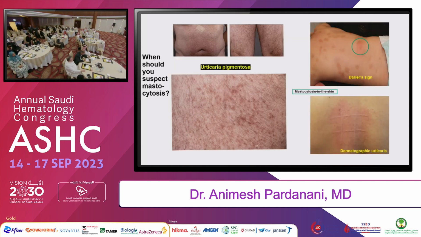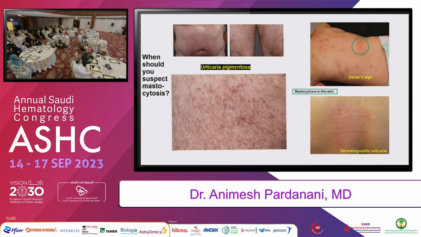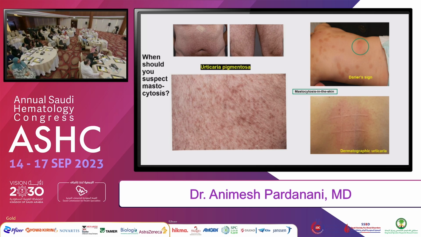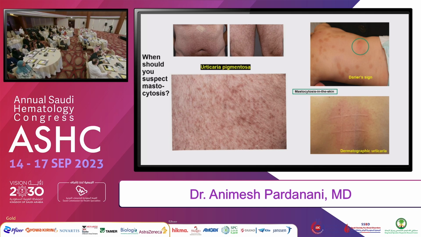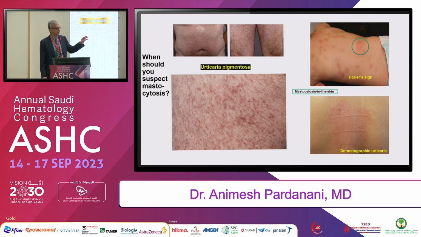So when should one suspect that your patient has mastocytosis? Well, a fairly high proportion of patients will have a very characteristic skin rash, which is shown on the left. This is called urticaria pigmentosa. And these lesions are rich in histamine. So on the top right, as you can see, if you rub these lesions, many times the histamine will be released and there will be a hive or an urticarial reaction, which is called Darier's sign.